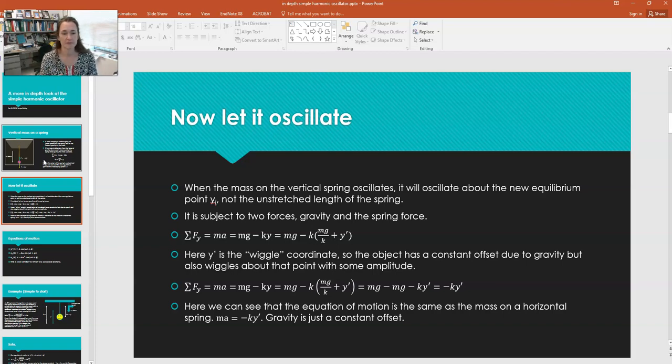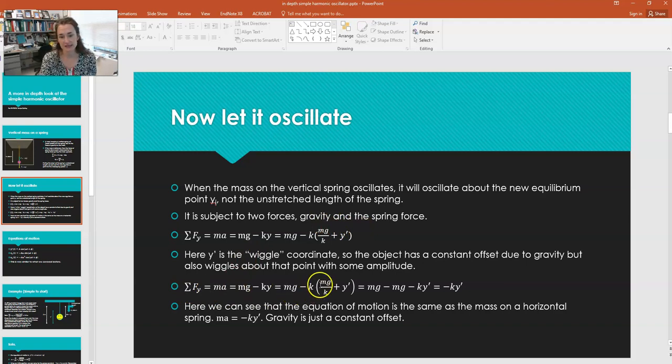minus ky. Now, this y coordinate will be the sum of that offset point mg over k plus what I'm going to call y prime. Now, y prime I'm going to call the wiggle coordinate, okay? So what's going to happen here is the object is going to have some constant offset due to gravity, and then it'll also wiggle about that point with some amplitude y prime. So summing those two forces, you have mg minus ky, which is mg minus k times (mg over k plus y prime), right?